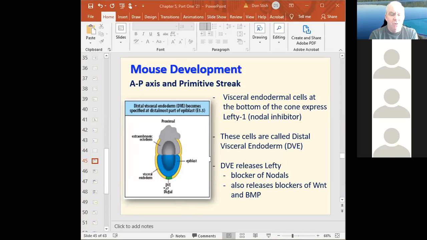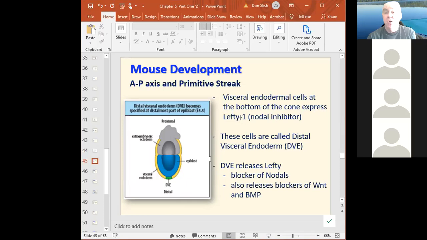So what happens now is the primitive endoderm here, right? The most distal part of that primitive endoderm is then called, I'm sorry, I keep saying that, visceral endoderm. Distal visceral endoderm. So this would be proximal, closest to the mother, and distal is furthest away. So this visceral endoderm here starts to produce and release Lefty 1.